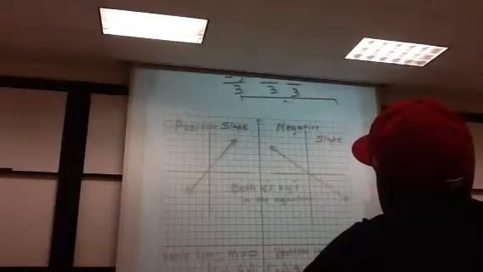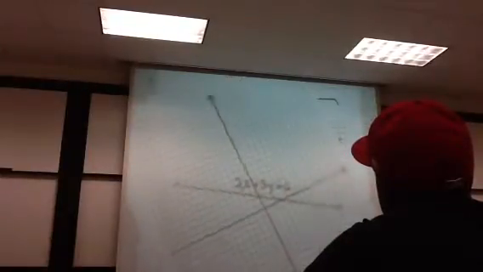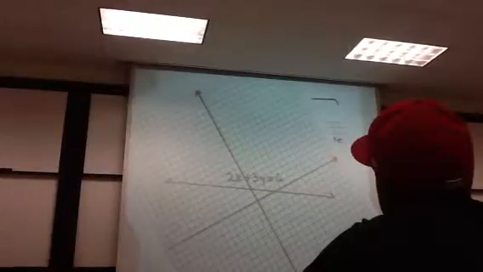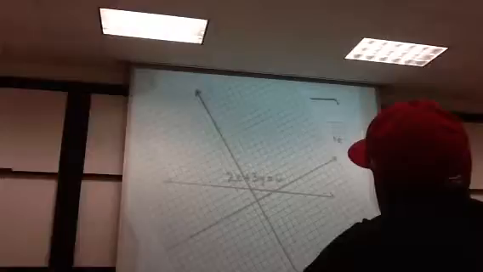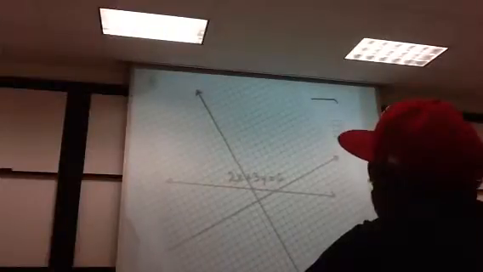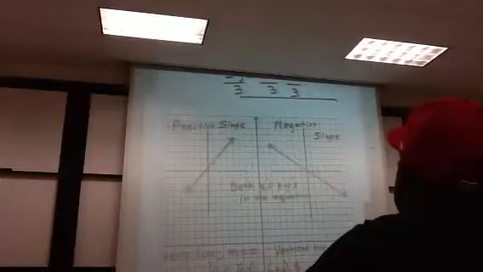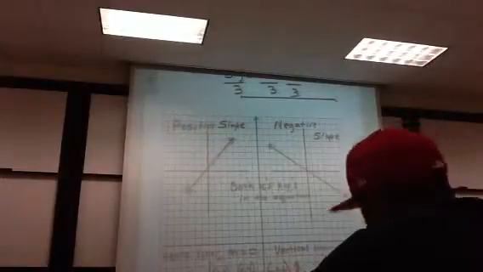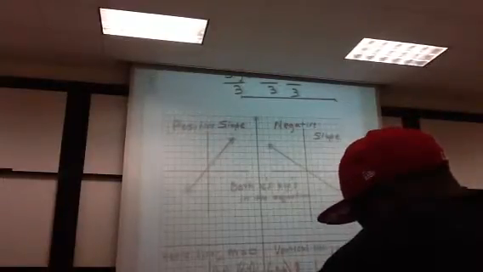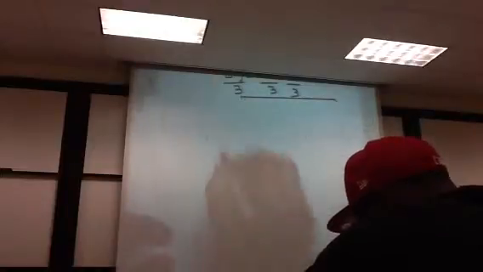So for instance, ladies and gentlemen, if you just see the equation 2x plus 3y equals 6, what do you know about that line? It's a slanted line. How do I know? It's got x's and y's. If you see an equation that has both x's and y's in it, a slanted line.